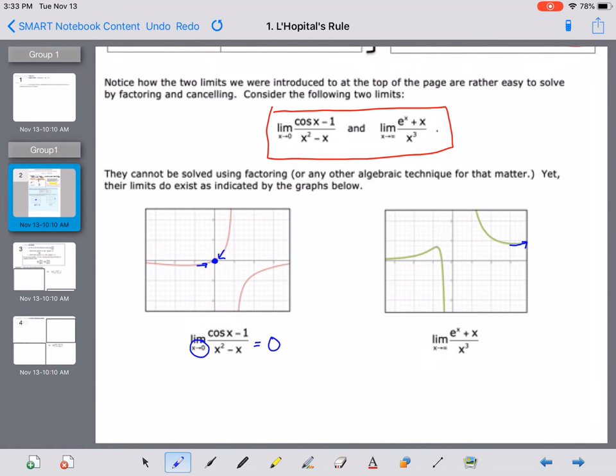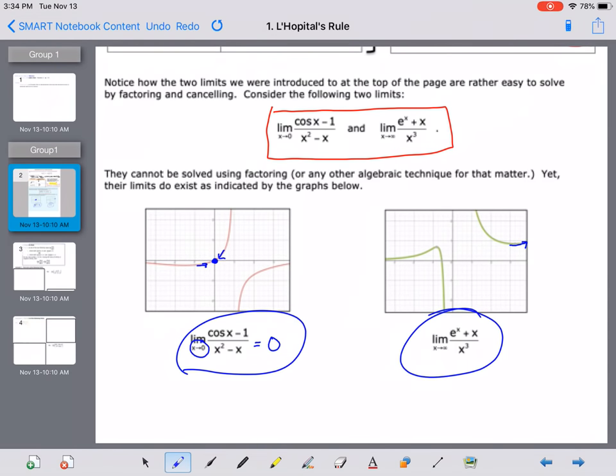So these limits started to be studied, and the mathematician, his last name is L'Hopital, pronounced L'Hopital. He was a German mathematician. He studied limits, and his rule is how we deal with situations like this one right here and this one right here.